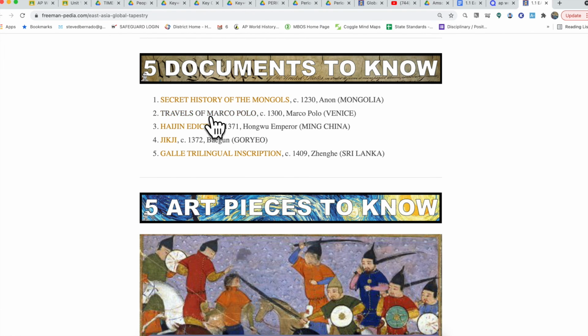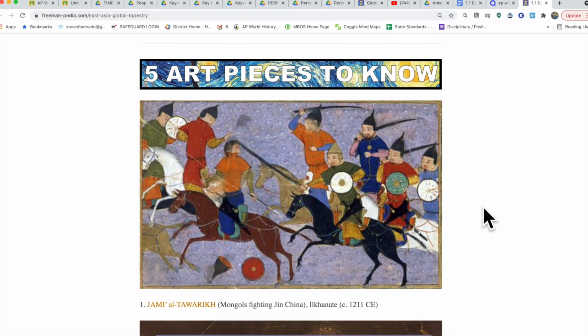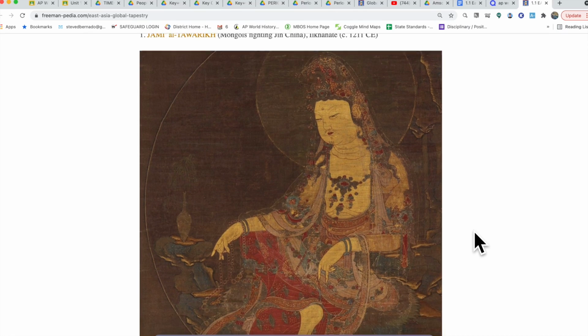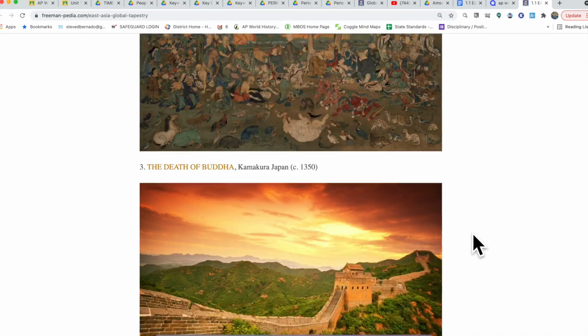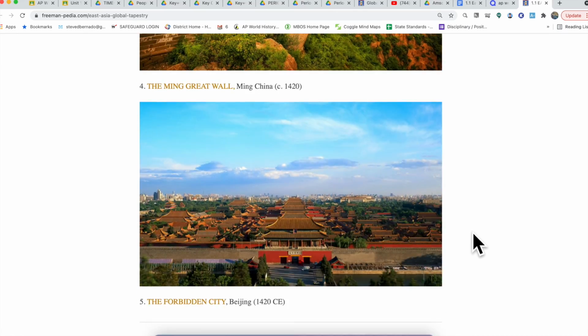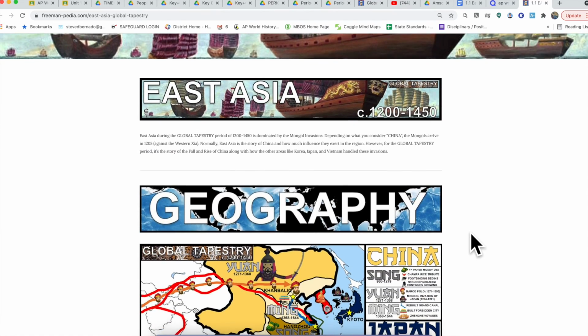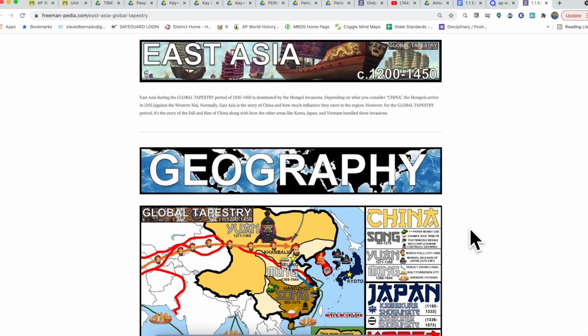5 documents that might show up on the exam. You understand the importance of them. And 5 art pieces to know that might show up on the end of year AP College Board exam. If you click on the link, it will tell you all about the art pieces. All right, so this is great supplementary material to help you master all aspects of what can come up on the end of year AP test in order to earn the score that you want to get college credit.